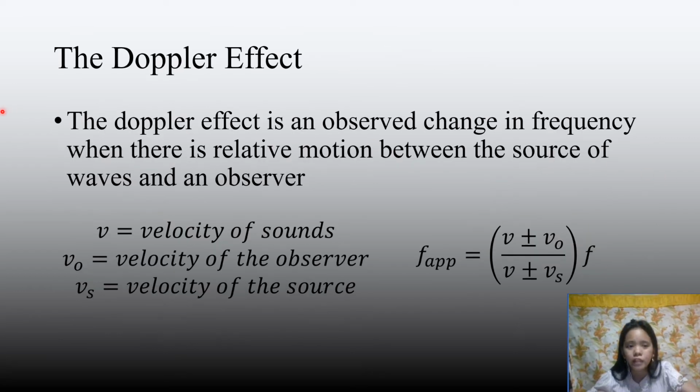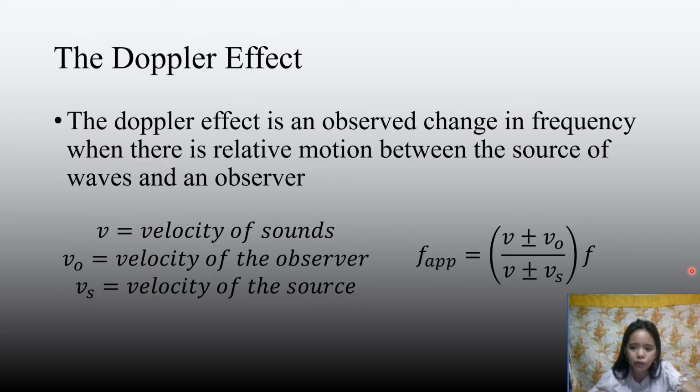So the Doppler effect. The Doppler effect is an observed change in frequency when there is a relative motion between the source of waves and an observer. Because frequency determines pitch, the Doppler effect affects the pitch heard by each listener. Although the Doppler effect is most commonly experienced with sound waves, it is a phenomenon common to all waves, including electromagnetic waves such as visible light.